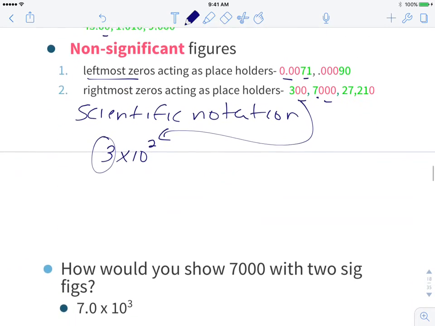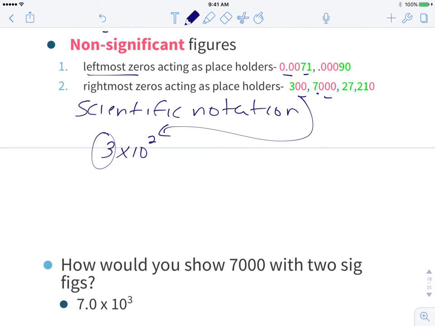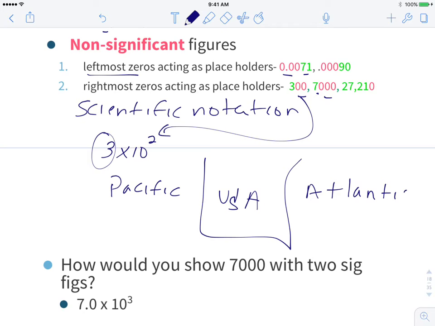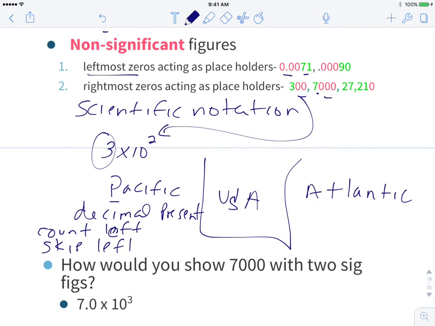Now, you might have learned this shortcut. It's called the Atlantic-Pacific rule, and basically what you do is you draw the United States. Here is my Pacific Ocean, and here is my Atlantic Ocean. The rule is kind of fun. On the left here, P, Pacific, stands for a decimal that is present. So if there is a decimal present in the number, I count from the left, and I skip all the leftmost zeros.